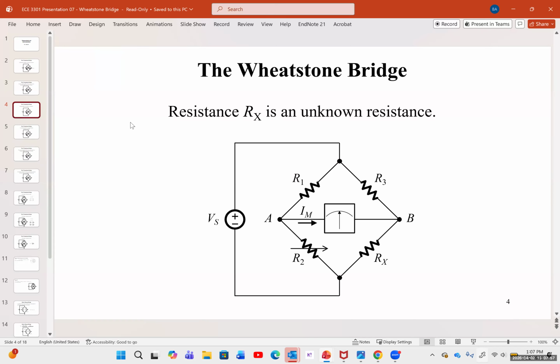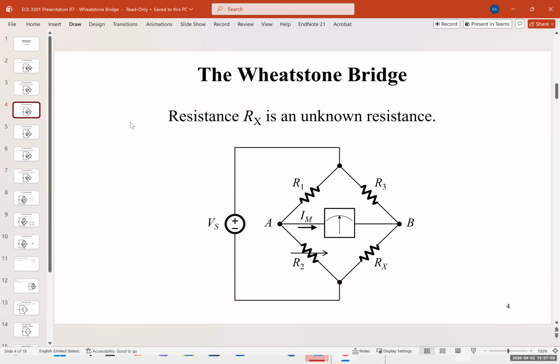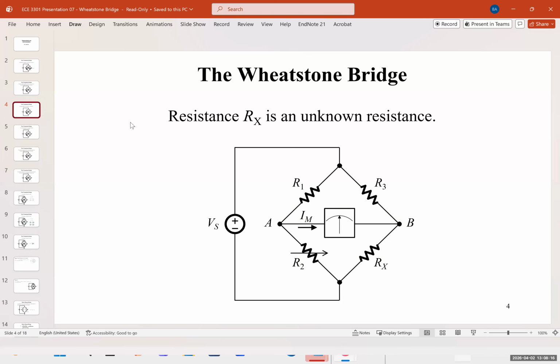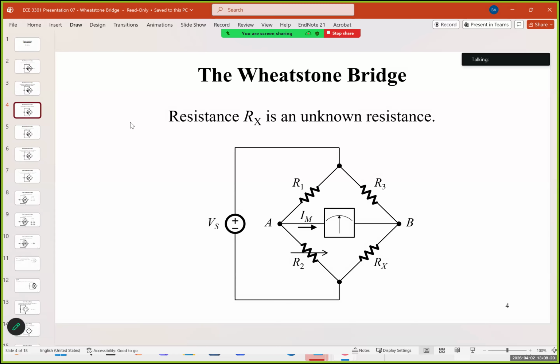Now, in order to do that, we have to analyze the circuit and find a way to be able to, just give it a second. Just give me 1 second. Okay.